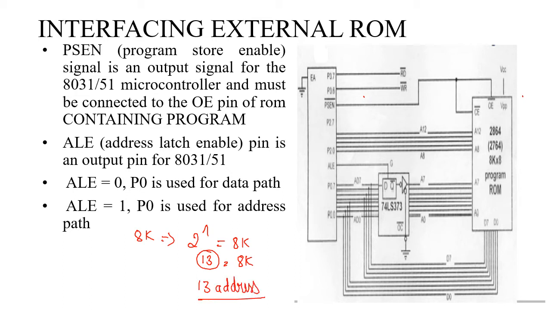13 address lines, out of which 8 plus 5. 8 will be from port 0 and 5 will be from port 2. That is port 2.0 to port 2.4. These are the pins that are used as the address bus. Port 2.0 to 2.4 will be used as the address bus, and port 0.0 to 0.7 will be used as the lower address byte.